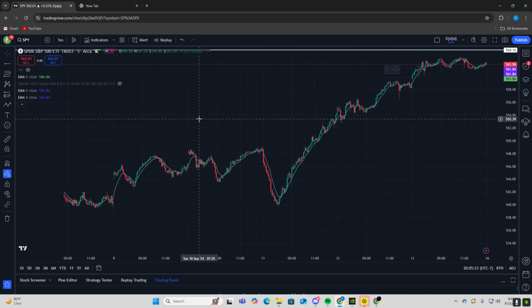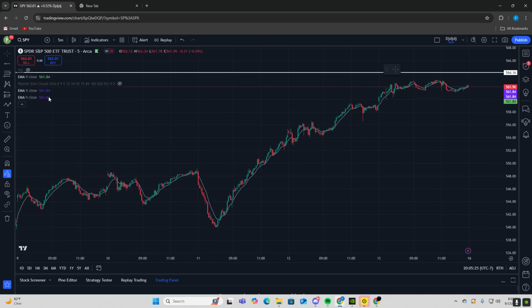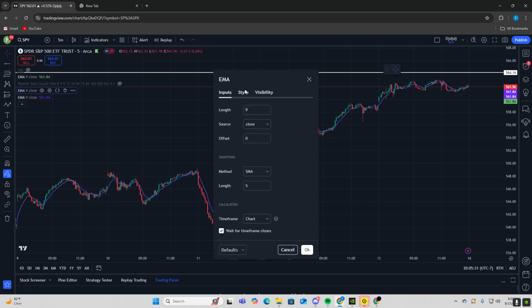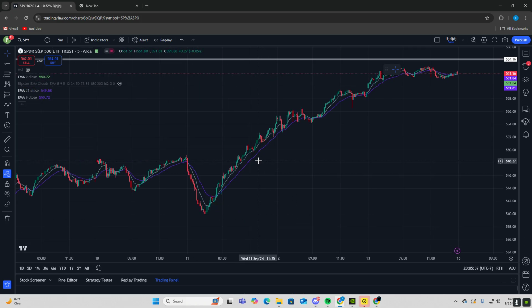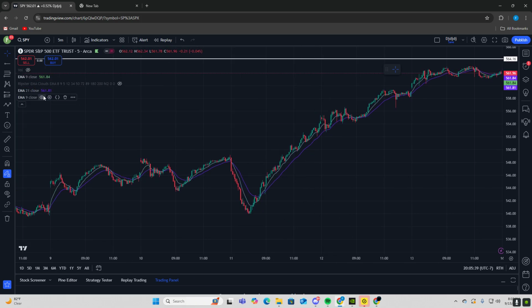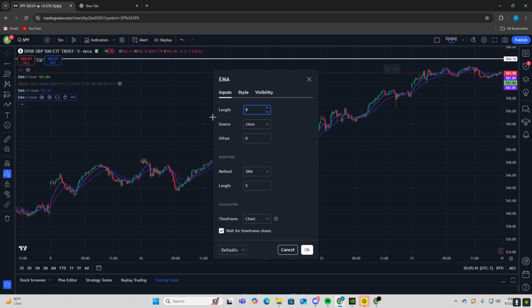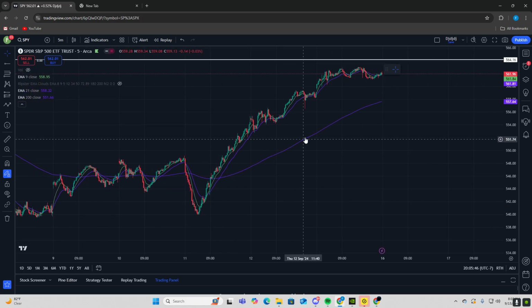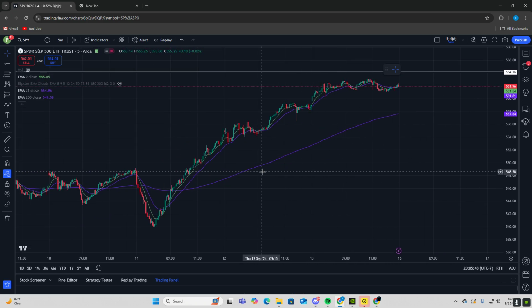So the way you get your 21 and the 200 is you get one of these. Your 9 is already there, but go to the settings, and right here you have your style and your input. Then right here you change this 9 to 21, and you hit OK, and then boom, you have this other line. And then on this other one, you have your length, change it to 200, and then boom, you have this other line.